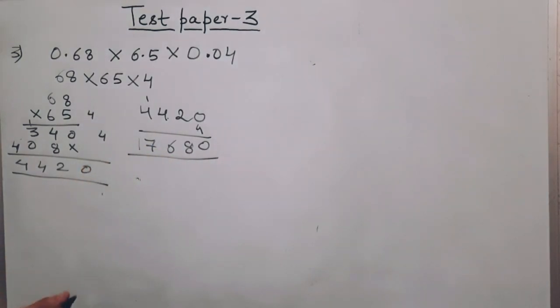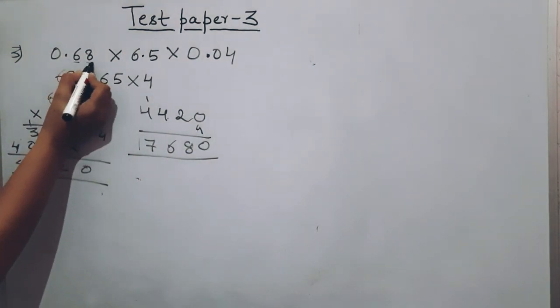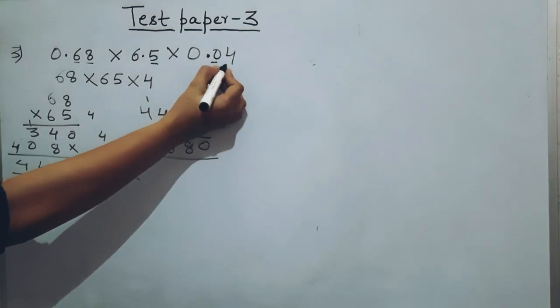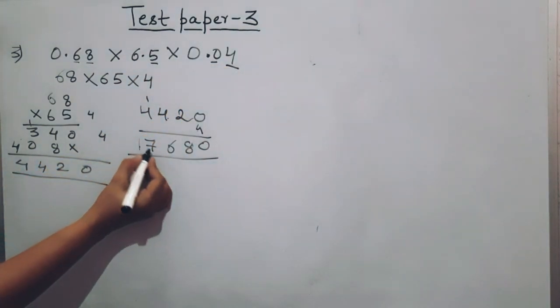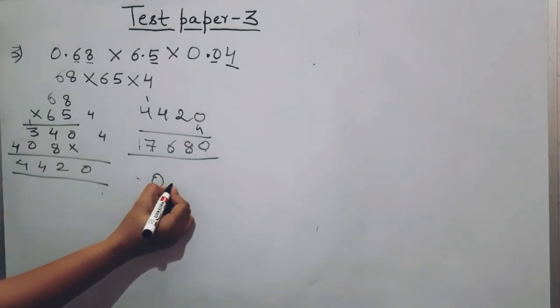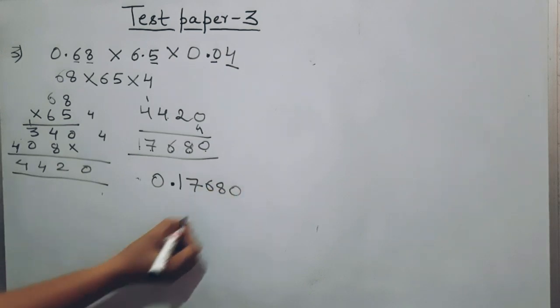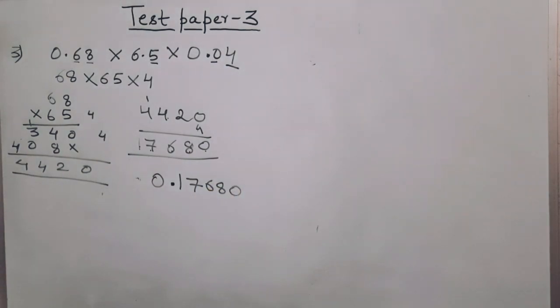17680. Now we have to count the number of decimal places. 1 2 3 4 5. So the answer is 0.17680. What is the answer? 0.17680. Right students? Now what I am going to do? I am going to solve question number 4.